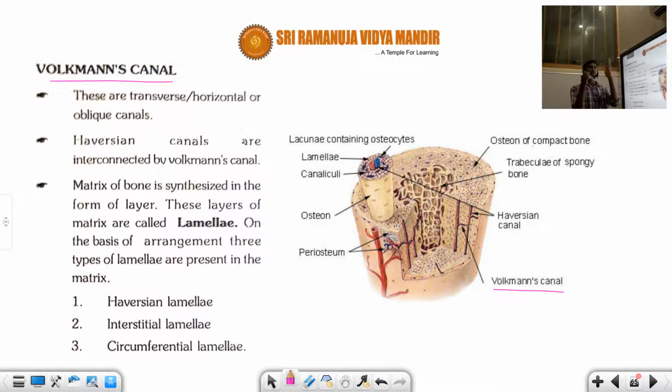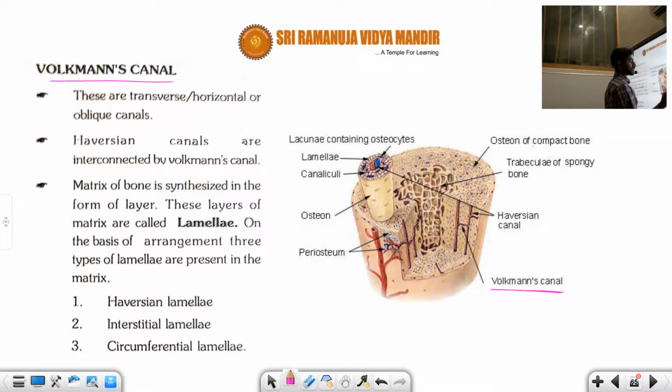For example, you can see on my hand this represents a Haversian canal. This is another Haversian canal. So one Haversian canal and another Haversian canal can be joined together, like you can see in this way. The center one represents the Volkmann canal, right? So this is about the Volkmann canal.